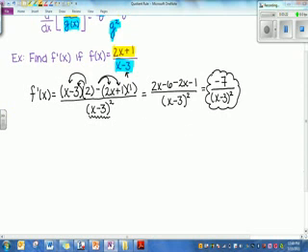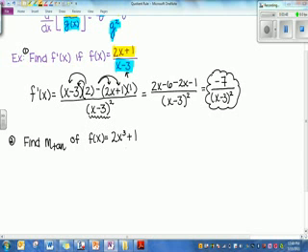So what I would like to do is give you an example. So that would be example 1. Here's example 2. Why don't you try this one on your own? Find the slope of the tangent line of f of x is equal to 2x cubed plus 1 divided by x to the 4th.